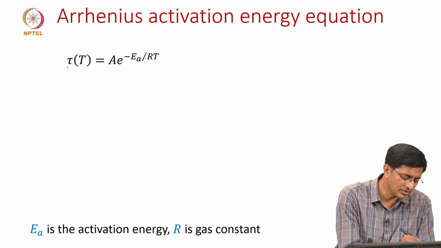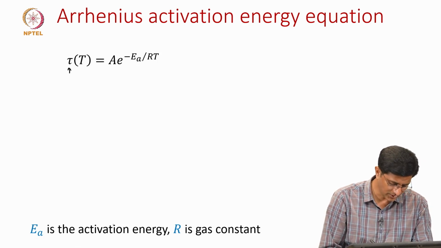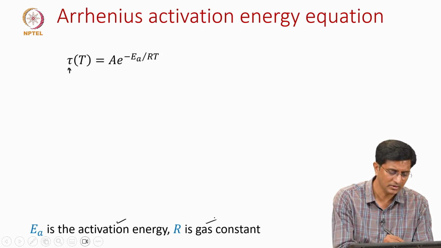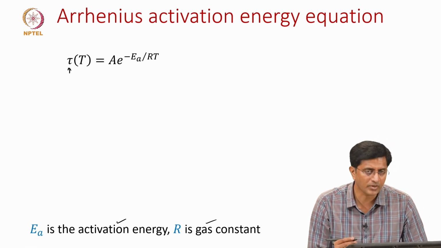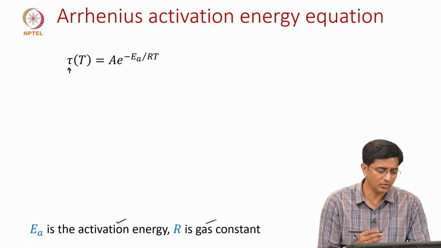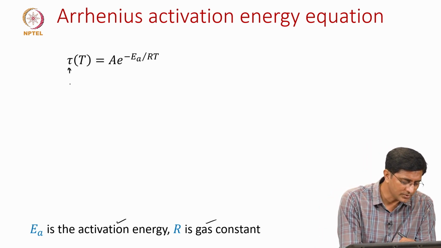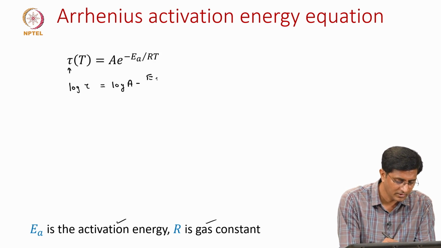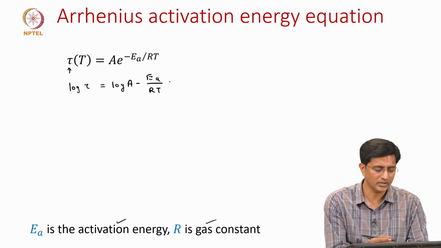On the left-hand side, you are seeing the relaxation time written in terms of this constant A. EA is the activation energy, R is the gas constant, and T is the temperature we are working at. From this, let us see how we should be able to find the value of AT. For this, if I take log on both sides, log relaxation time will be log A minus EA by RT, and log of e is 1. So, it is a constant.